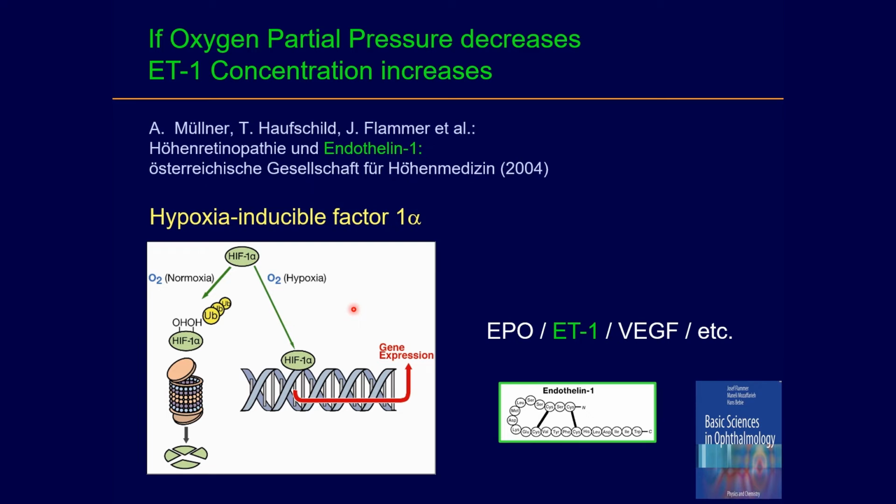This includes, for example, EPO, erythropoietin, which stimulates the production of hemoglobin, or VEGF, vascular endothelial growth factor, which is produced, for example, in hypoxic maculas and leads to neovascularization. Less known is the fact that hypoxia also stimulates the expression of endothelin.